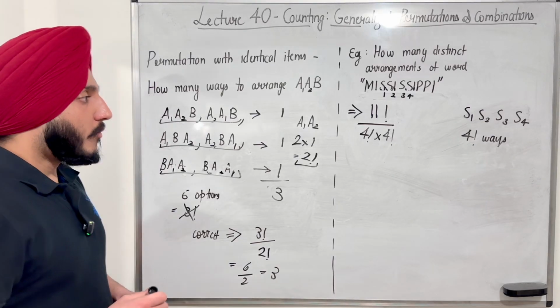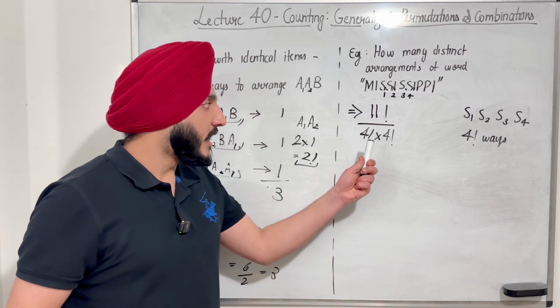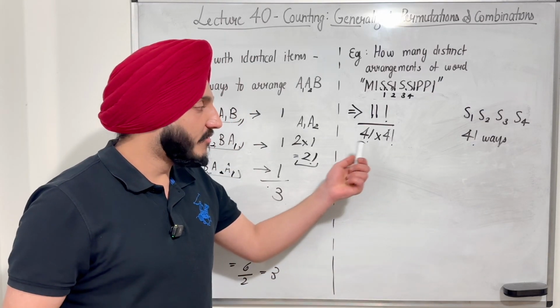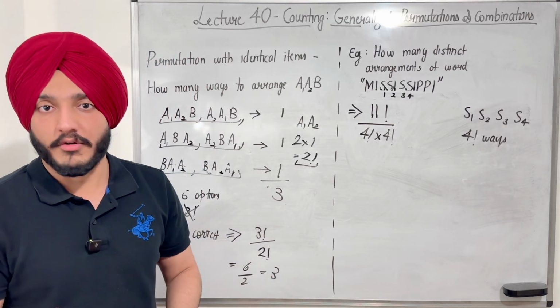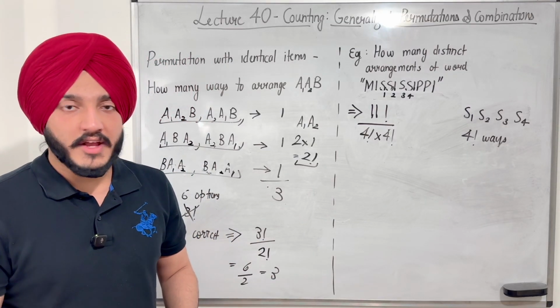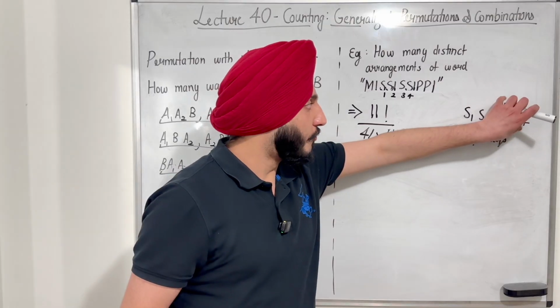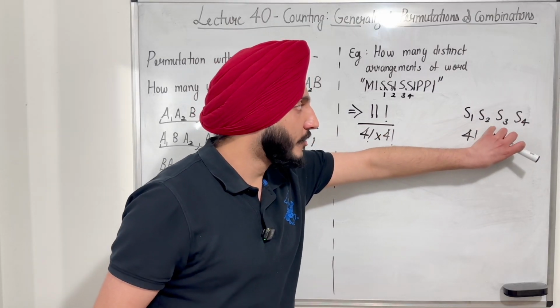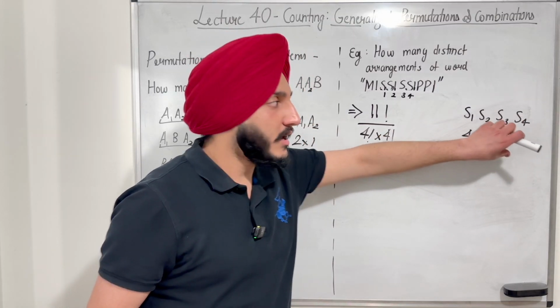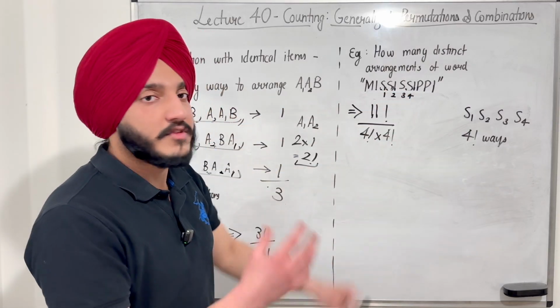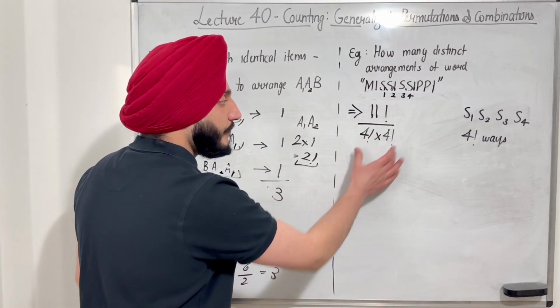Okay, and once again, why are we dividing by 4 factorial and not 4 in this case? The idea is very simple. If you have 4 letters, there are 4 factorial ways to rearrange them, and this 11 factorial includes that much. So that's why we need to divide it.